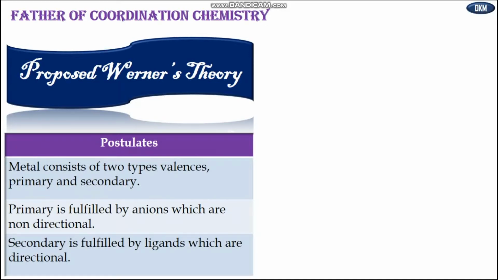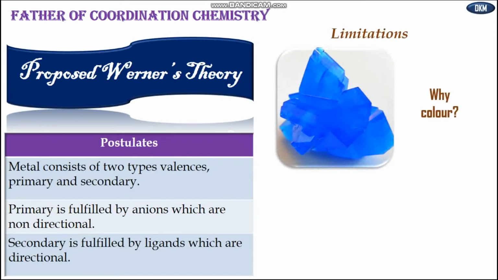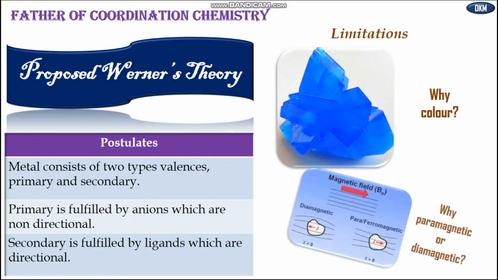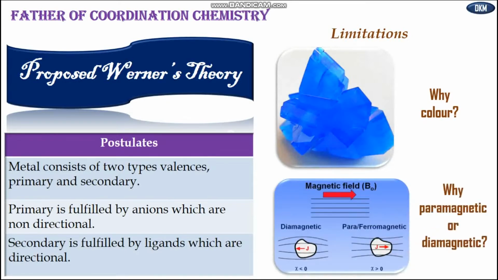This theory explained the structure and isomerism of coordination compounds very well, but it is silent about the color of coordination compounds. If you ask the question, why color, then this theory gives you no answer. The same thing happens in the case of magnetism of coordination compounds. It has no explanation behind the paramagnetism or diamagnetism. As a consequence, new theories were developed.